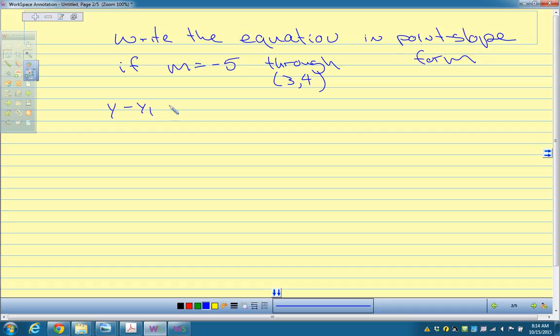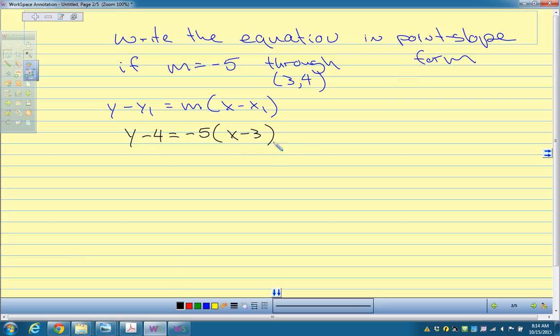y minus y1 equals m times x minus x1. So all I do for this is plug in my m and my x and my y. Easy enough. If I plug that in, I get y minus 4 equals m, which is -5, times x minus 3. That's all you have to do. You have a slope, you have a point, you just stick them into the formula. Write that one down, Jacob Berger. That'd be a good example to write down.